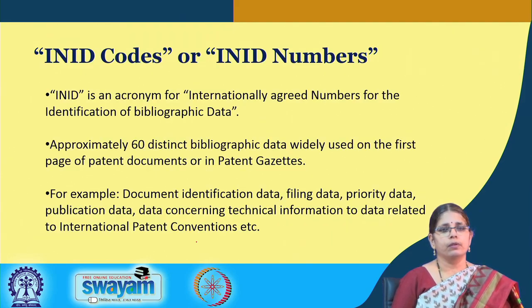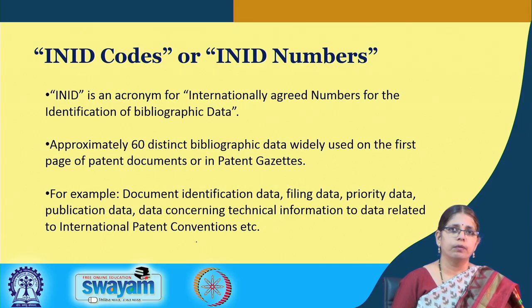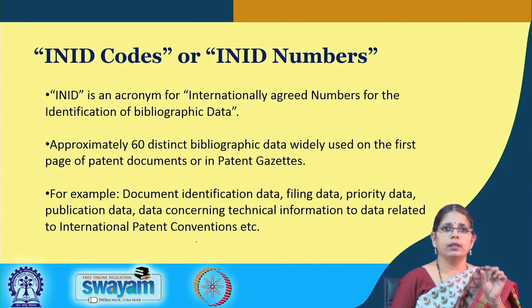Now, INID codes are an abbreviation for internationally agreed numbers for the identification of bibliographic data. So, we mentioned earlier in relation to inventor there would be a particular number, filing date would have a particular number, and often this is found in the left corner of the particular patent, where they are bracketed and given as numbers. So, all information that is present in relation to the cover page is documented in the form of what we call INID codes.